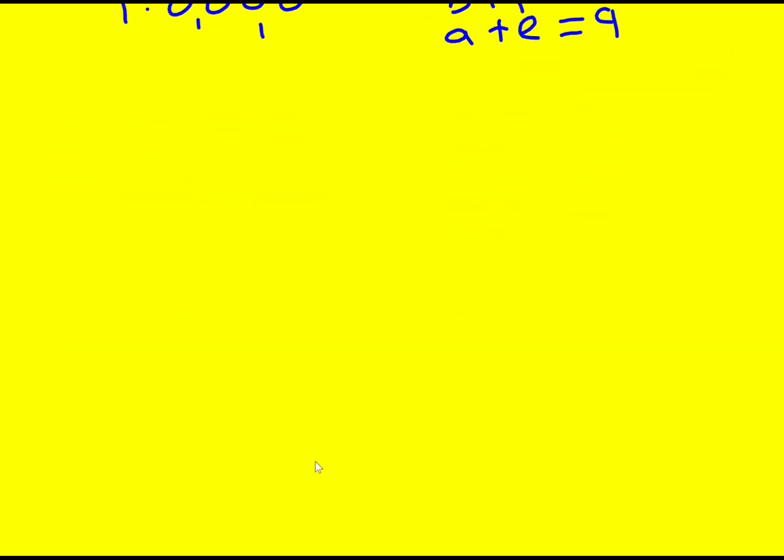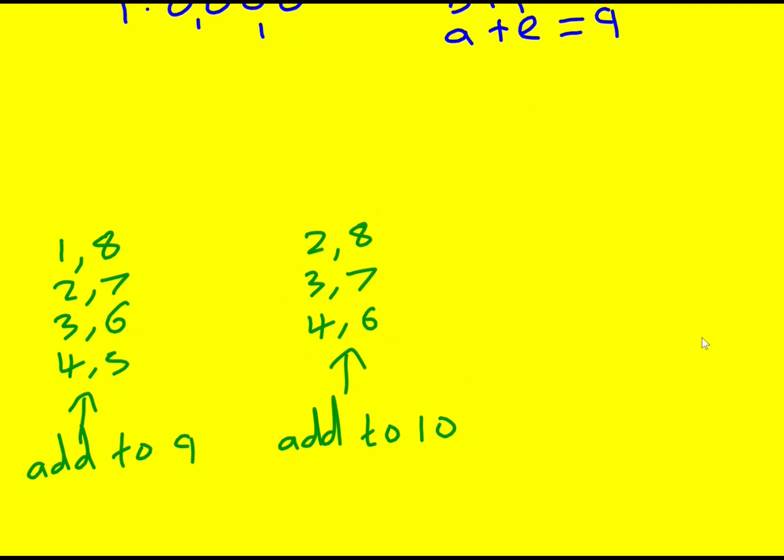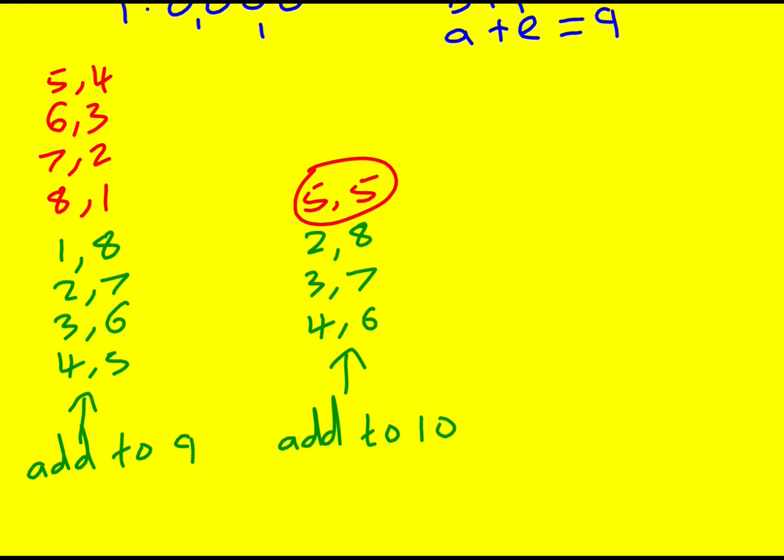Okay, and I got these. Now, because I can repeat digits, now I also have 5 and 5. That's really important. And actually, when I did this question, I think I missed that out. I wasn't careful enough. We can also swap the digits around. So I'm actually going to write these out. 8, 1, 7, 2, 6, 3, and 5, 4 are our options.